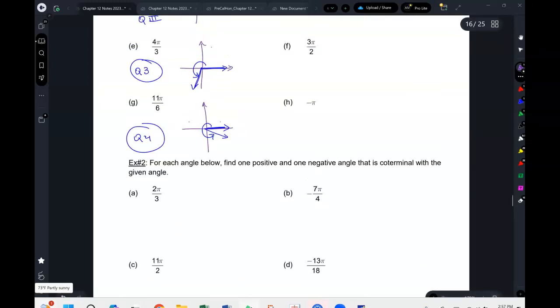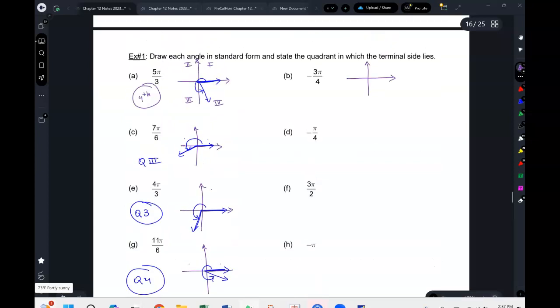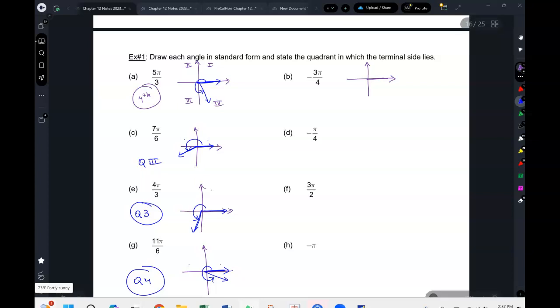Oh, but it's the opposite. Now we're going to do the negatives. We're going to go in the opposite direction. So here's my initial side. So now I'm going to go downward. 3 pi over 4. Remember the pi over 4s are halfway, right? So what would this first one be? Negative pi over 4. Okay? Here would be negative pi over 4.